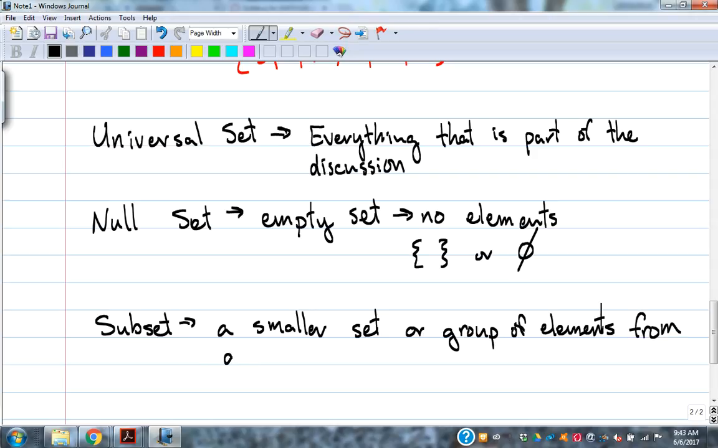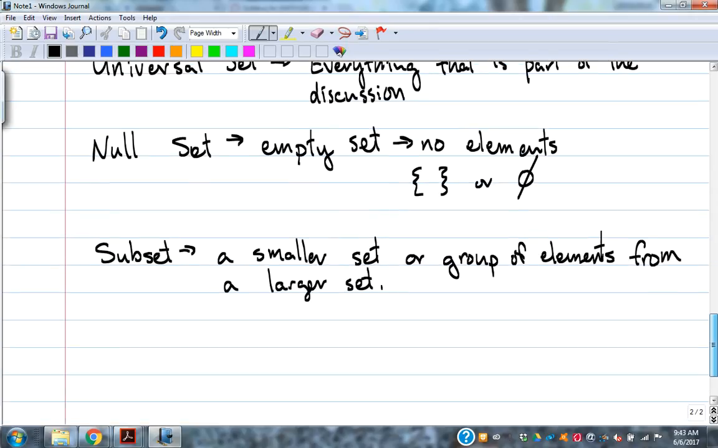From a larger set. And that larger set oftentimes is the universal set, but it doesn't necessarily have to be the universal set. Okay? So we're going to use some of that here and learn some notation for that as we go.